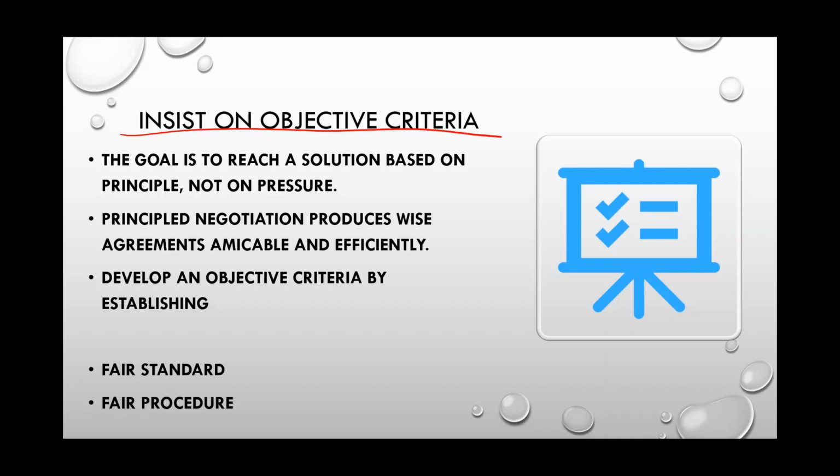The main goal is to reach the solution based on principle, not on pressure. When you use principled negotiation, it produces agreements amicably and efficiently. That means both parties are in a win-win situation and not in a win-lose situation. Now the question is how to get it. We can get it by developing objective criteria, by establishing some standard, some procedure.